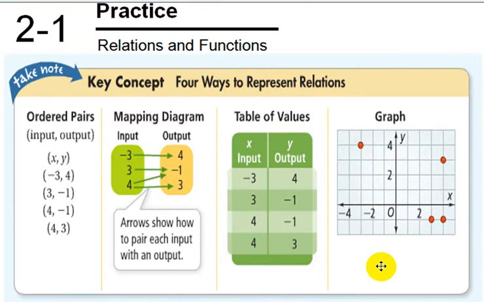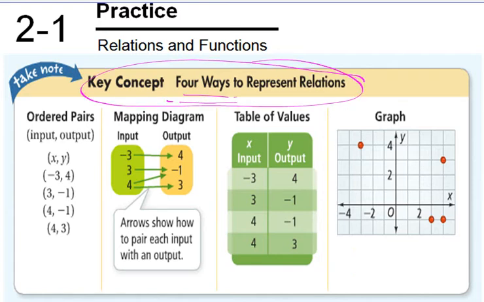These are the same four points, and it shows you the four ways to represent relations. When we work with the four ways, the first way is just to have an ordered pair, which we just dealt with, an x and y. We call those ordered pairs. That's your input and your output to a function. And the second way, and probably the newest thing to you today, is the mapping diagram.